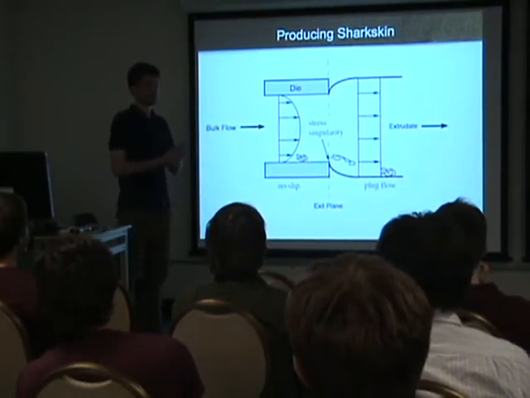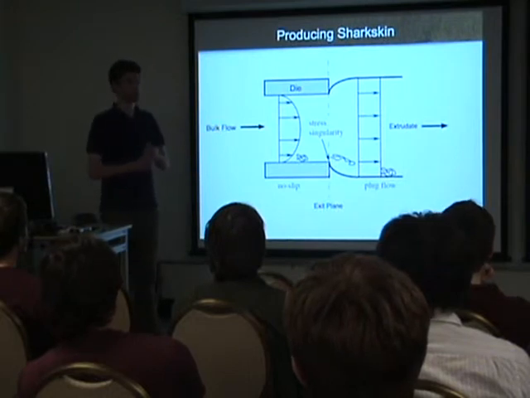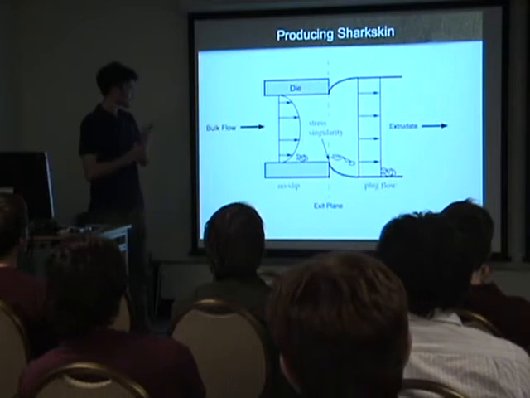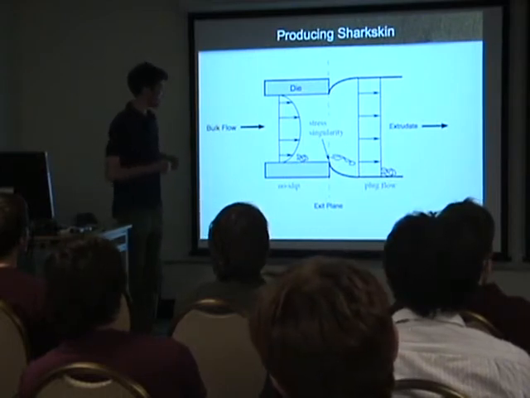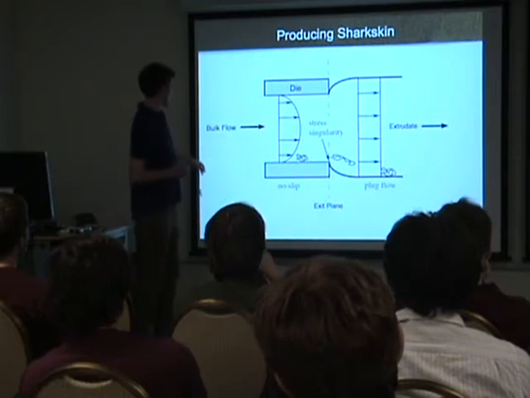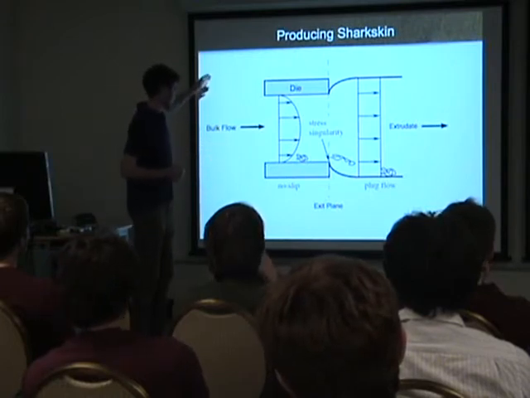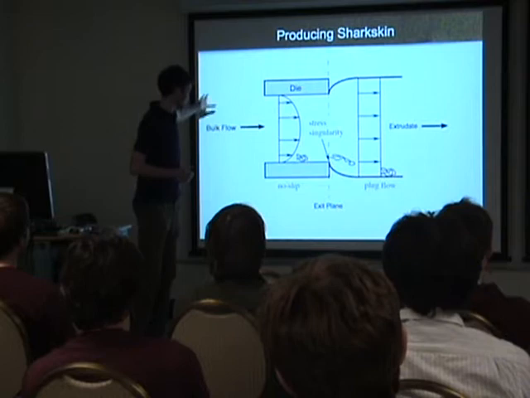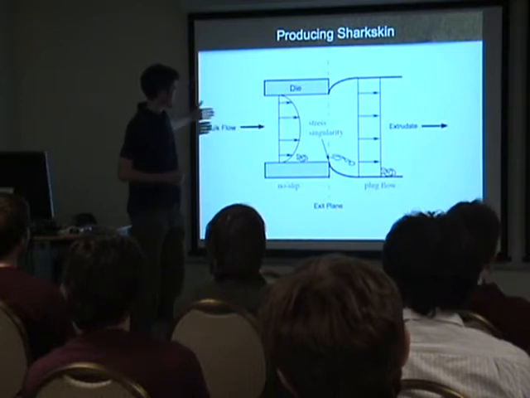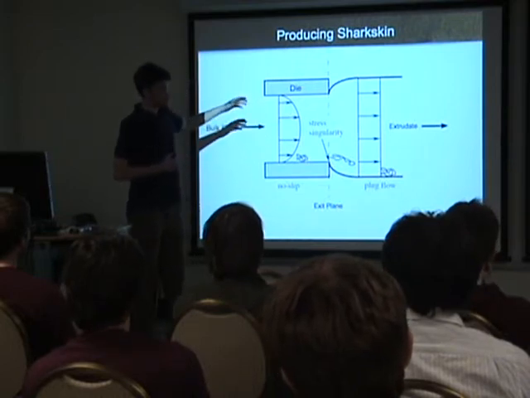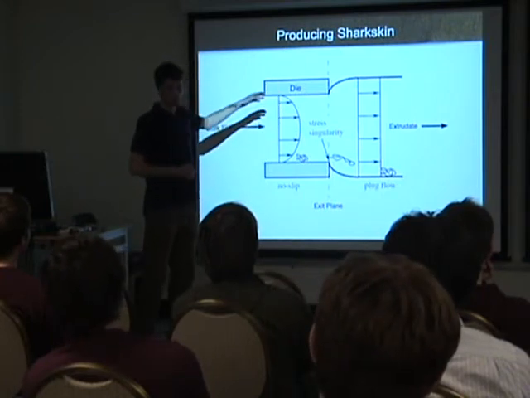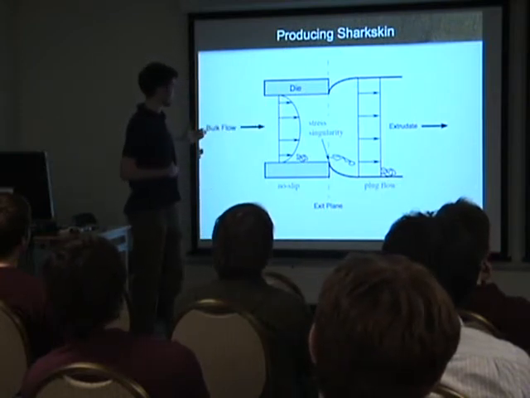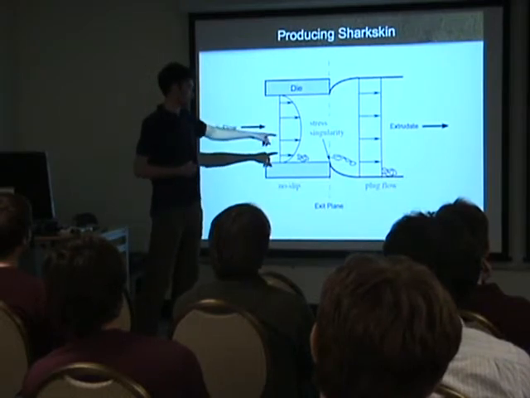Sharkskin is a micro ridge-like structure produced on an extruded surface. This comes about as a result of an instability that occurs at the exit plane of a die. You can see in this diagram we've got a bulk flow of plastic in this region, being extruded through a die face, and due to a temperature gradient, the die exit plane being a lower temperature than the bulk flow, we get a stress singularity.